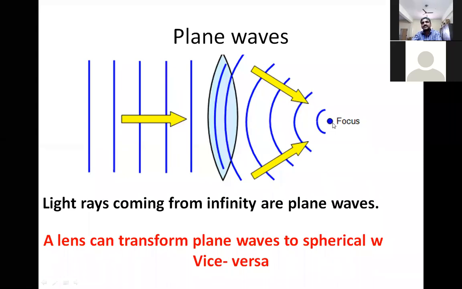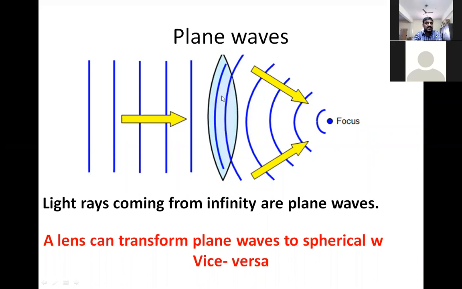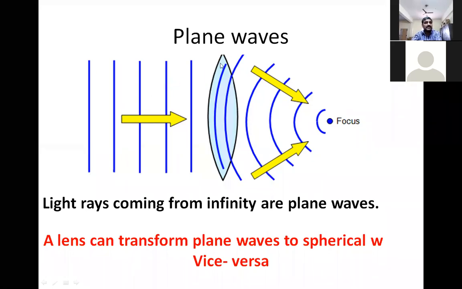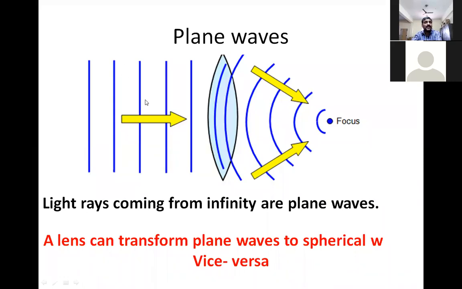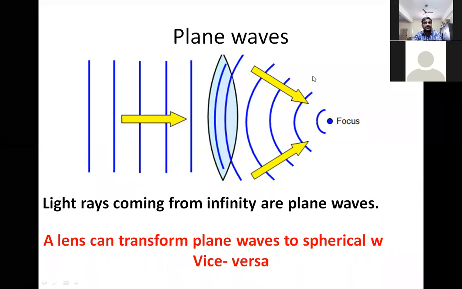So if the light rays are converging towards a specific point or going away from a specific point, you call them spherical waves. You can see here, this is a spherical wave. You can see the spherical wave fronts. Whereas on the left hand side, you have plane waves. So basically, a biconvex lens is capable of converting, I repeat, a biconvex lens is capable of converting plane waves into spherical waves. Plane waves into spherical waves.